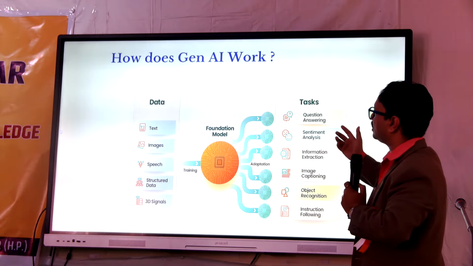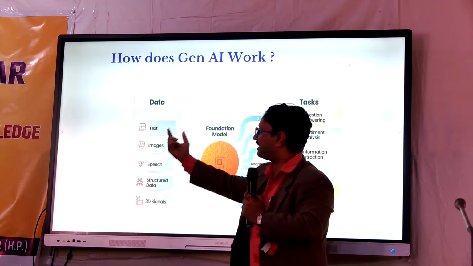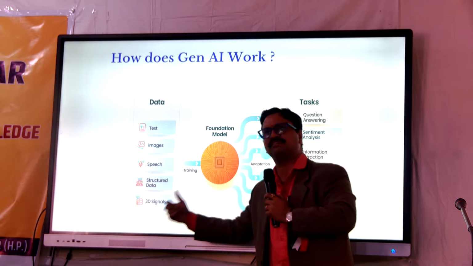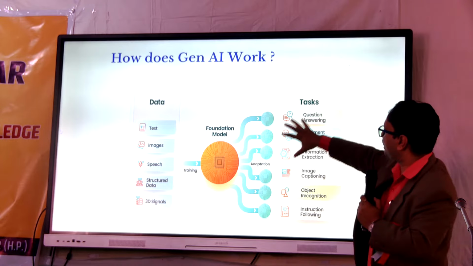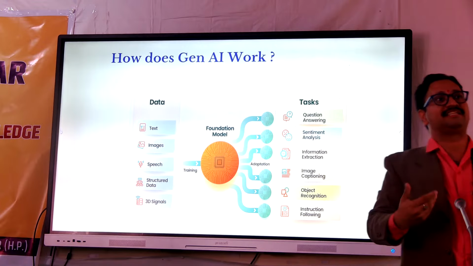So how does generative AI work? It takes data from images, from text, from audio, maybe from structured tables, from 3D science, and from signals as well. And creating, based on your asked question, that is generating the text.